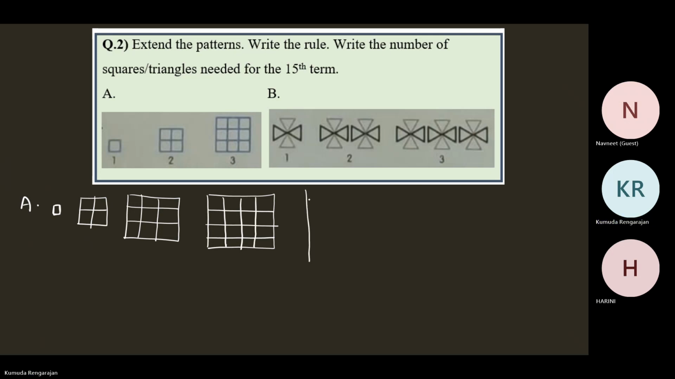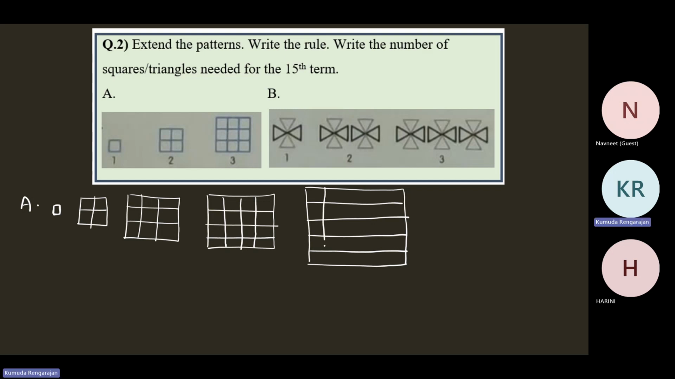Then 5 columns and 5 rows. 5 rows and 5 columns. 1, 2, 3, 4, 5.